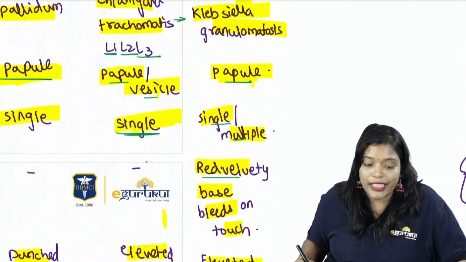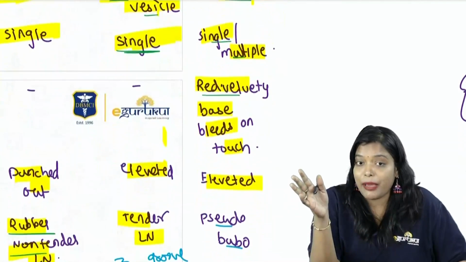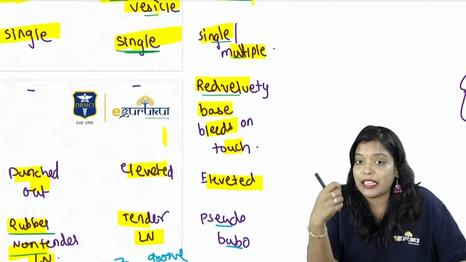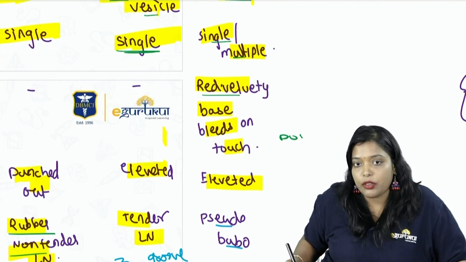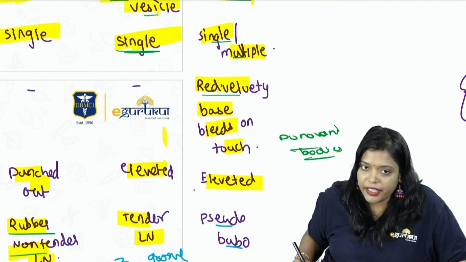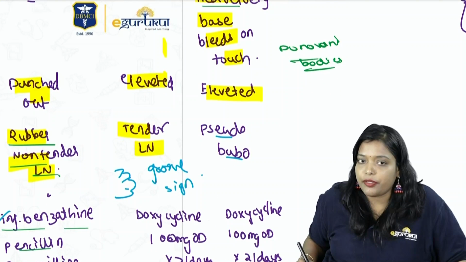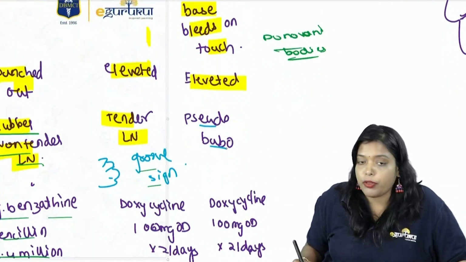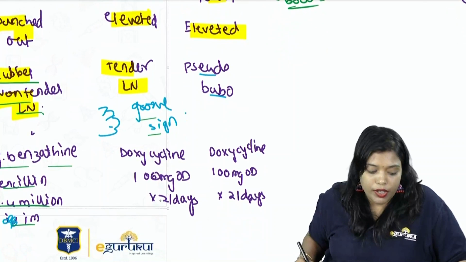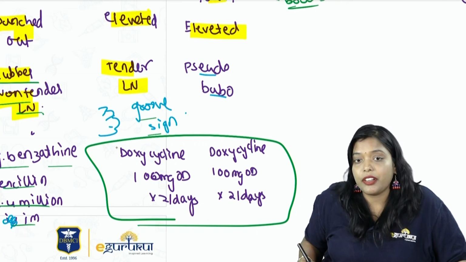This is very classical. Many times they ask you about the granuloma inguinale. You have a red velvety base which bleeds on touch, and when you scrape the ulcer, you will see the Donovan bodies. Edges are elevated. Lymphogranuloma venereum has tender lymph nodes, and between the lymph nodes you will have groove sign positive, whereas in granuloma inguinale pseudobubos will be there. In both of them, drug of choice is doxycycline 100 milligrams OD for 21 days.